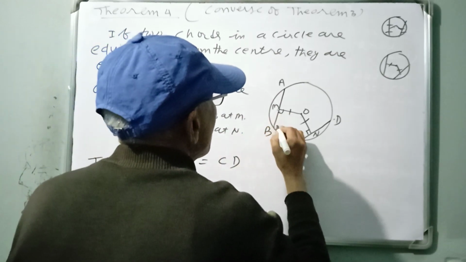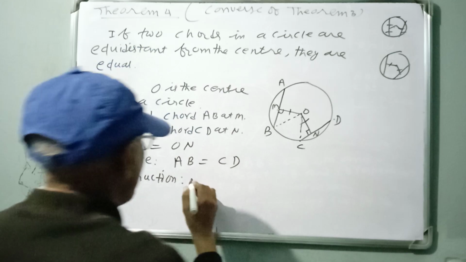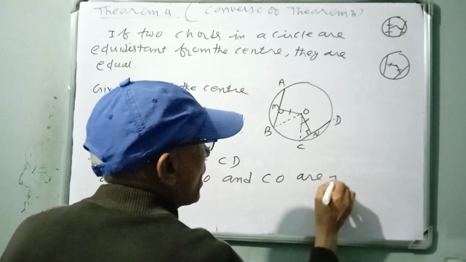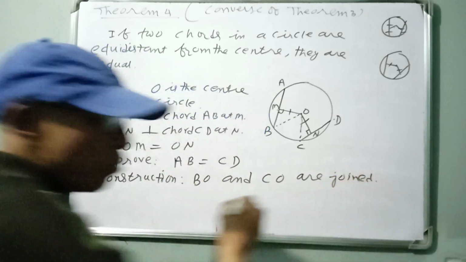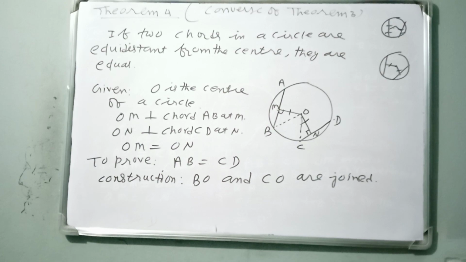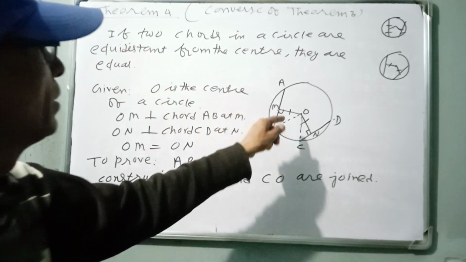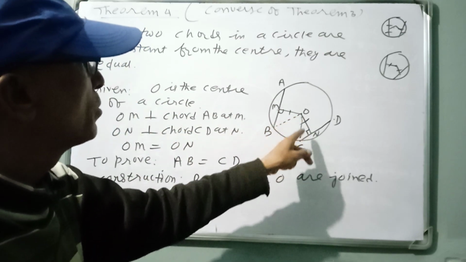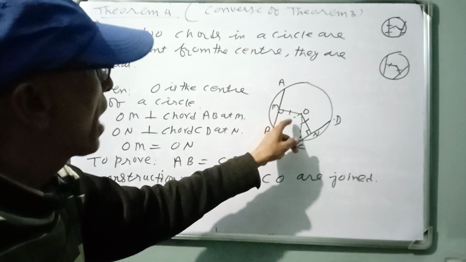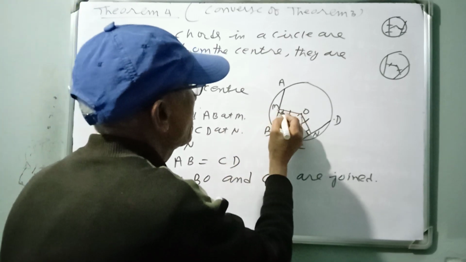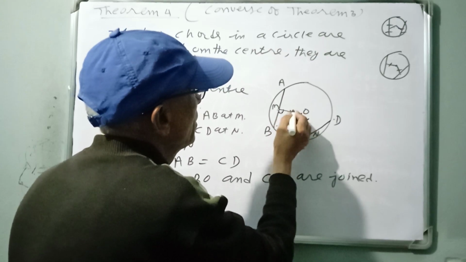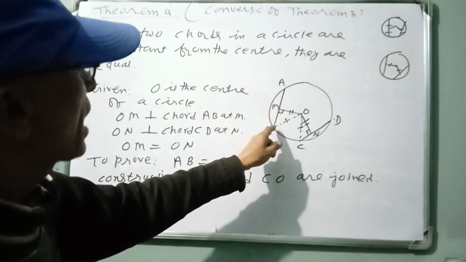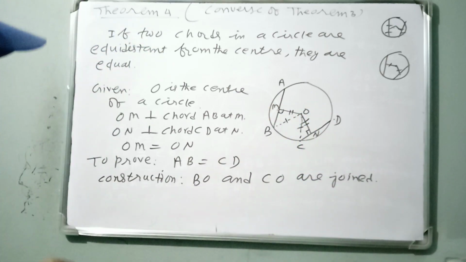In the same way, you can join BO and CO. BO and CO are joined. And what fact can you use? Can you say what fact? Look carefully. ON equal OM already given. BO equal CO given. Right angle given. Hypotenuse given. Side also given. From RHS, triangles BOM and CON are congruent.